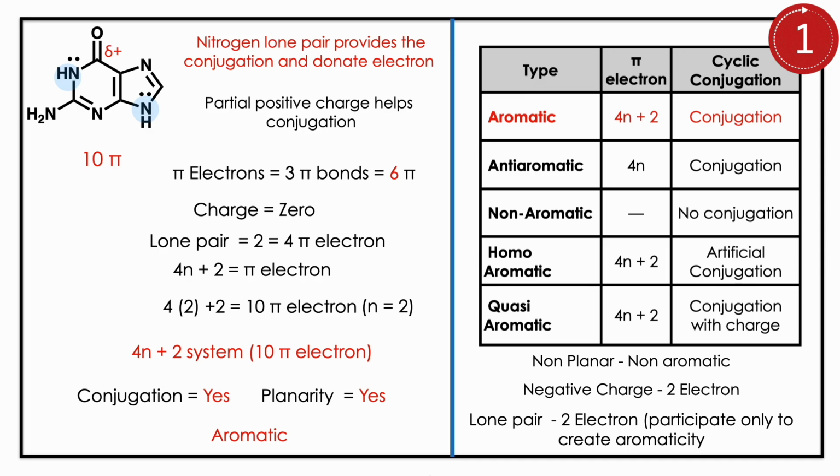So if you count the pi bonds, totally 3 pi bonds, so 6 pi electrons, charge is 0. Two lone pairs help for the aromaticity, so 4 pi electrons. So totally 10 pi electrons, which is a 4n plus 2 pi system with 10 pi electrons, where n equals 2. Conjugation is definitely there because partial positive charge and lone pair support the delocalization, and planarity is definitely there. So 4n plus 2 system, conjugation, and planar means the given compound is aromatic.